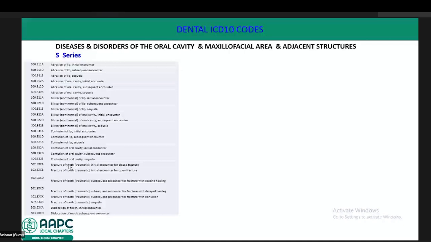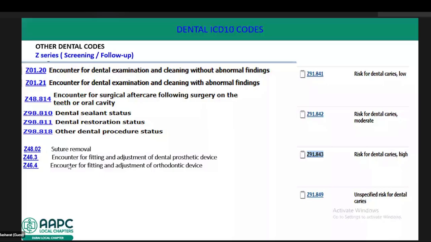Okay, then we also have some Z series codes about the examinations, and these are mostly used. Again, as I mentioned in the earlier slides, the chief complaint is very important. When the patient just comes and wants only a checkup, he just wants a checkup, at that time you will assign either this code or this one, Z series. So why is it important about this code? If you see this first code, it is about without abnormal findings. So what happened here, maybe the patient is coming for a checkup.